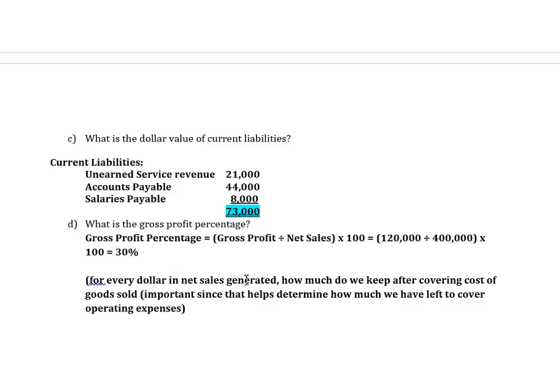Now we didn't ask you to interpret it, but all that tells us, if you're interested, is that for every dollar in net sales that you generate, how much do we keep after covering our cost of goods sold? That's the percentage of net sales that we keep. And that's important because we're going to deduct all of our operating costs from that. So if we're not making enough gross profit, we're not going to have enough money to pay our bills, our rent, our employees, and all those other things that we need to run our business.